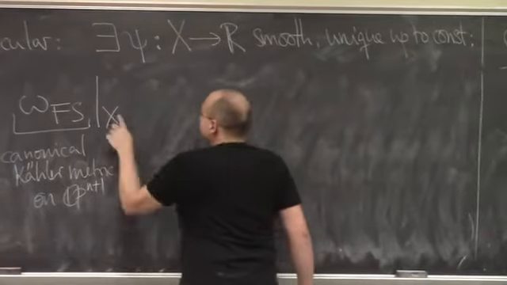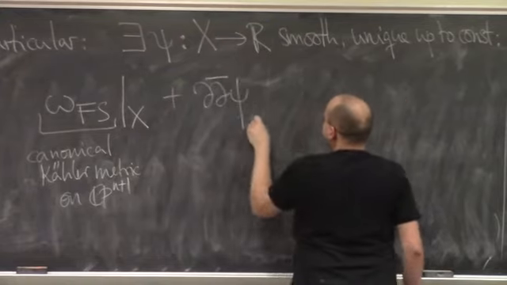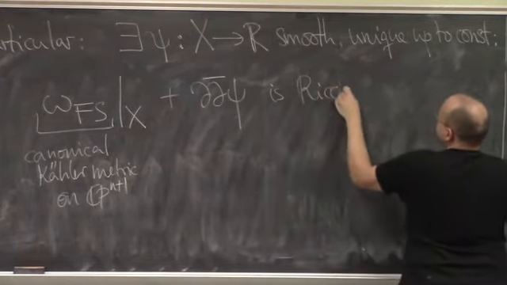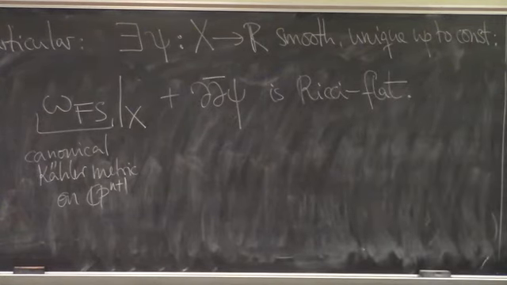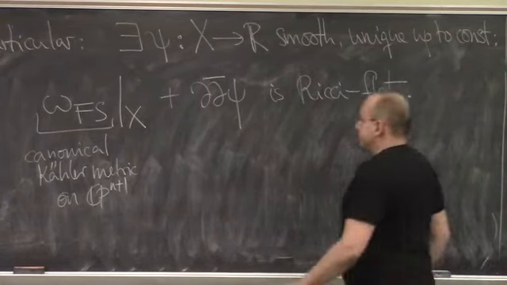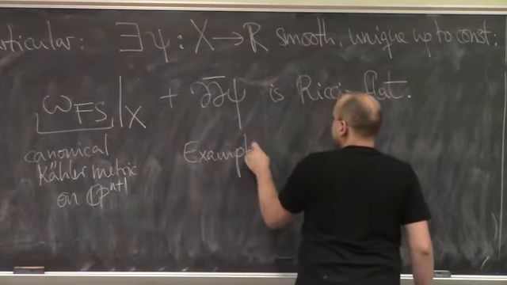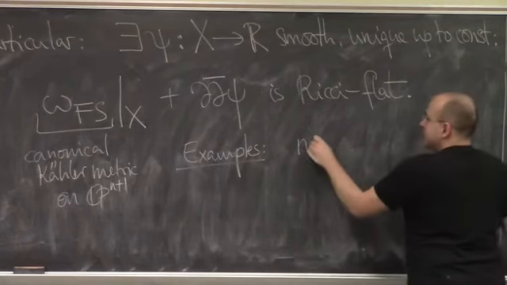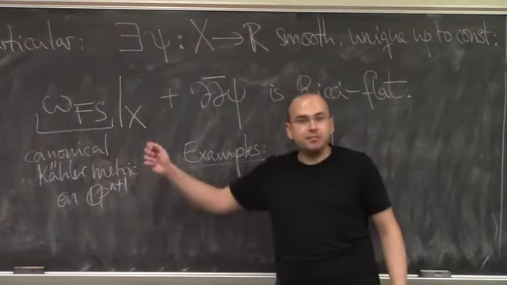Such that the Fubini-Study metric corrected by del bar of this potential function is actually Ricci-flat. So let's look at some examples. The lowest possible complex dimension is n equals 1. Then we're looking at elliptic curves in the projective plane.